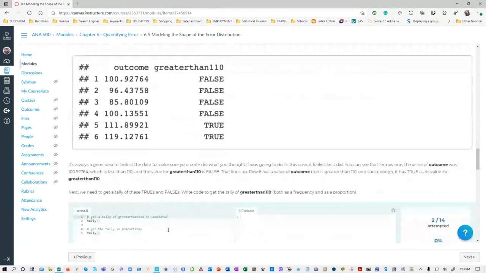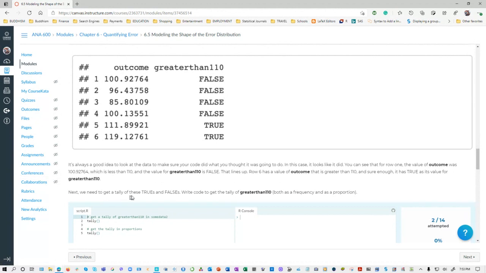It's always a good idea to look at the data to make sure that your code did what you thought it was going to do. In this case, it looks like it did. You can see that for row 1, the value of outcome was 100.97762, which is less than 110, and the value for greater than is false. You can check that one.